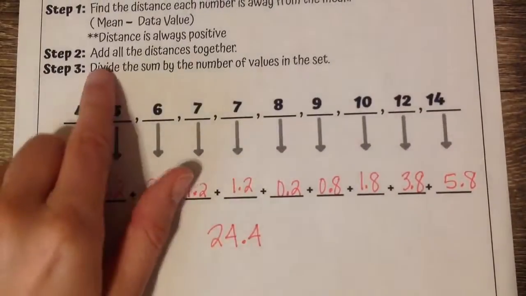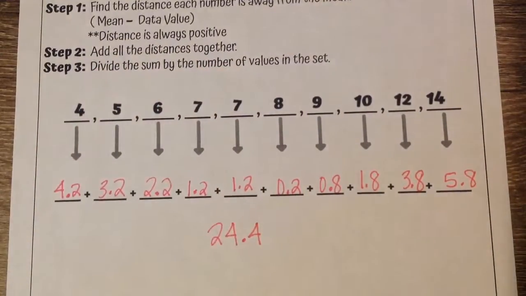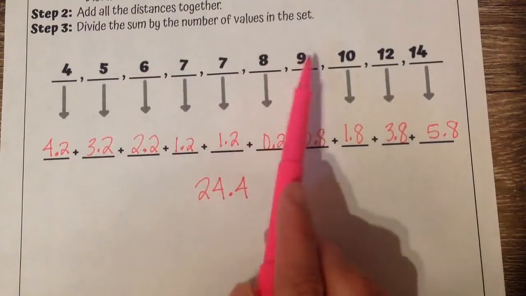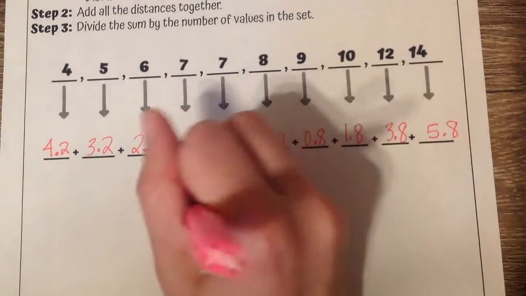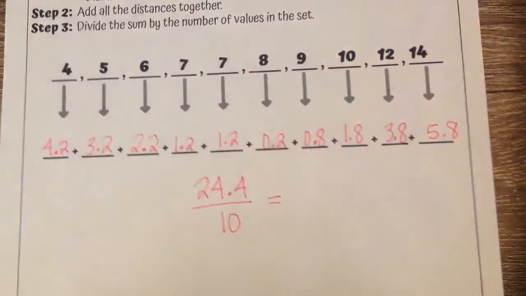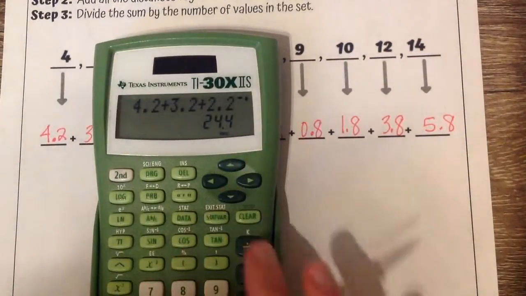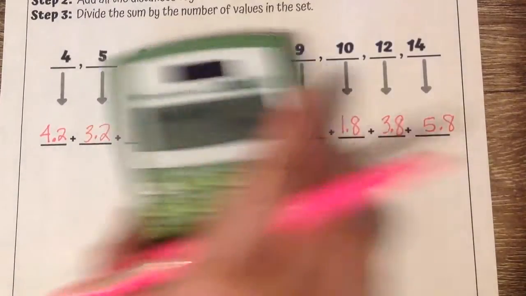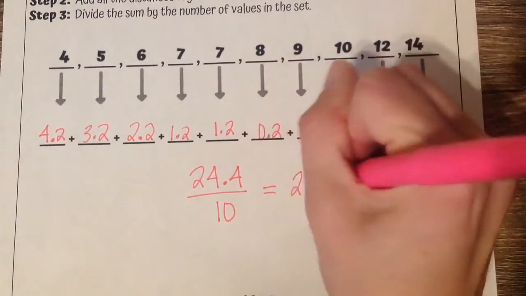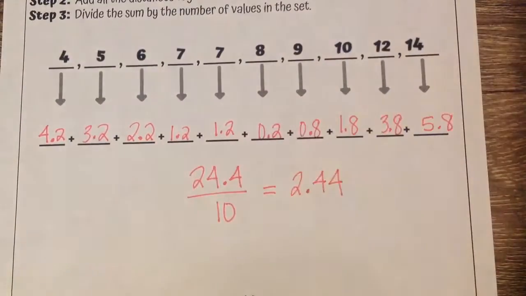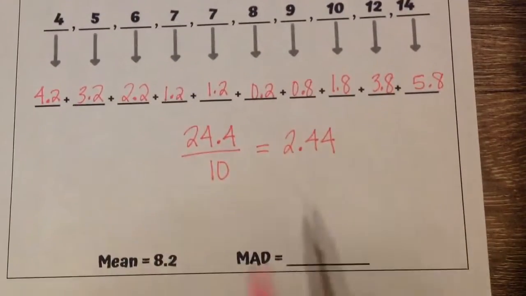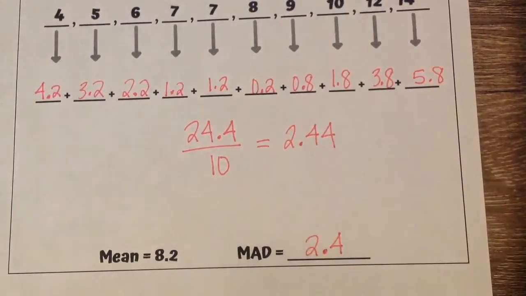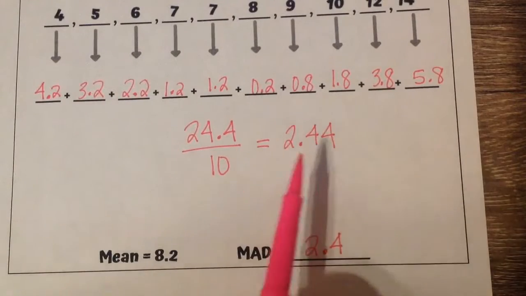Step 3 is to divide the sum by the number of values in the data set. So how many values did we have? 1, 2, 3, 4, 5, 6, 7, 8, 9, 10. So we're going to take this number and divide it by 10. So 24.4 divided by 10 gives us 2.44, 2 and 24 hundredths. So if we're rounding that to the nearest tenth, that's about 2 and 4 tenths. If you left it as 2 and 44 hundredths, that's fine.